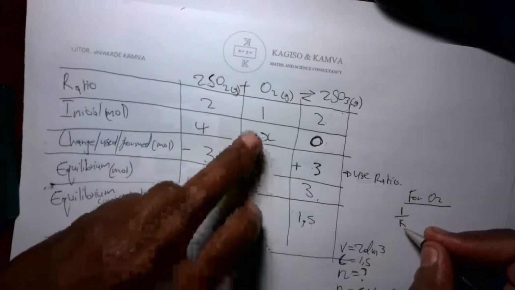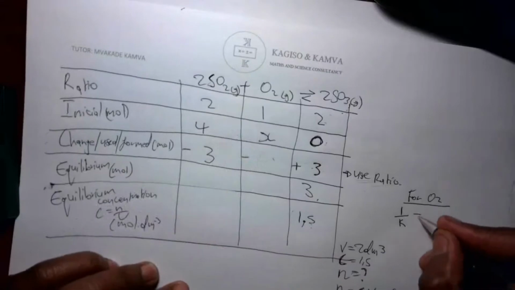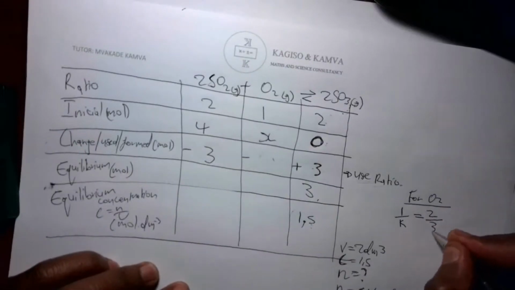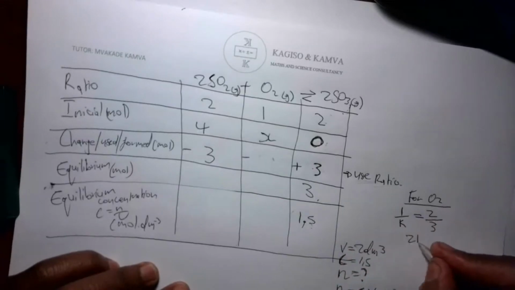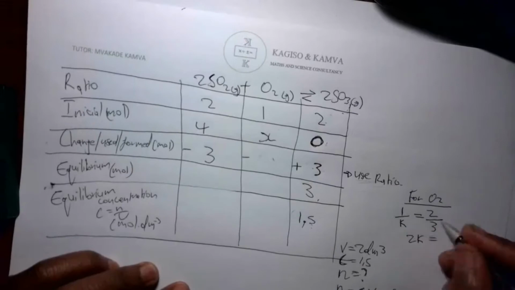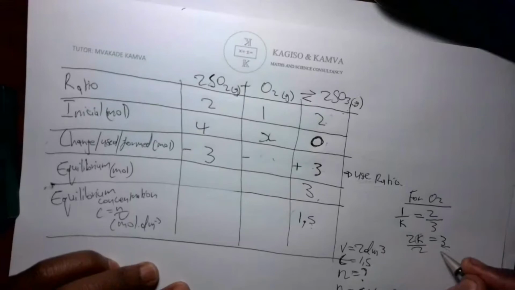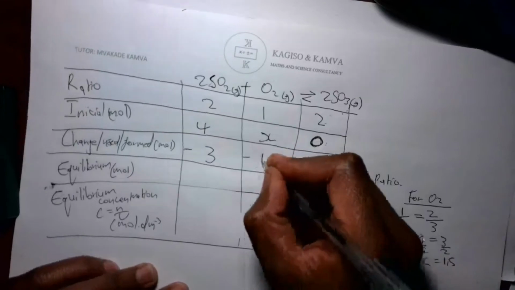Let's just call it K, so that we don't use X, just to avoid confusion. This is going to be equal to 2 over 3. We've got 3 there. Okay, so cross multiply, this one is going to be 2K is equal to 3. We are looking for K. We divide by 2, divide by 2, this cancels that. K is equal to 1,5. So we are going to have 1,5 here.